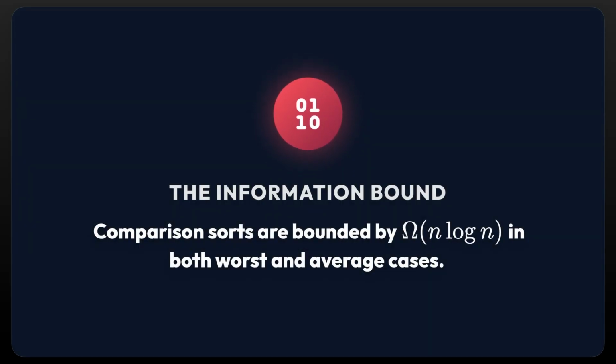Theoretical limits dictate that any deterministic comparison-based algorithm must perform at least omega of n log n comparisons in both the worst and average cases. However, this mathematical bound assumes random or adversarial data. Insertion sort circumvents this limitation in practice because real-world data is frequently partially sorted, allowing it to approach linear time.